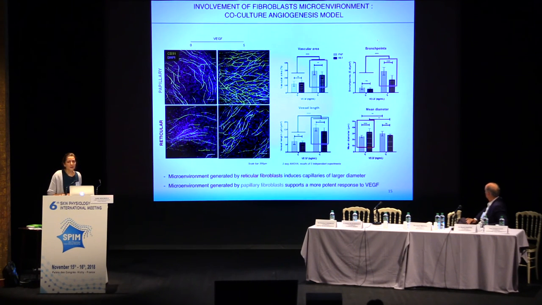When stimulating with VEGF, we could clearly see that the papillary microenvironment was able to induce the formation of a much denser vascular network with a lot more branch points, as verified by quantification as well, because we have a higher vascular area, a much more important number of branches, and a much more important vessel length as well.